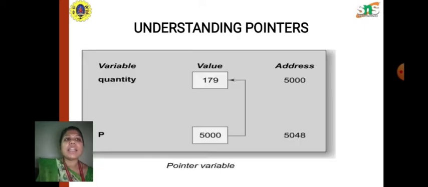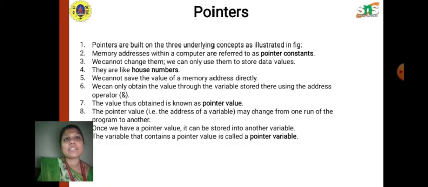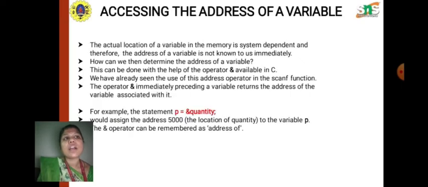Here 5048 is the address of the pointer. The variable quantity has the value 179, and its address is 5000. The pointer variable p has the value 5000, and its address is 5048.